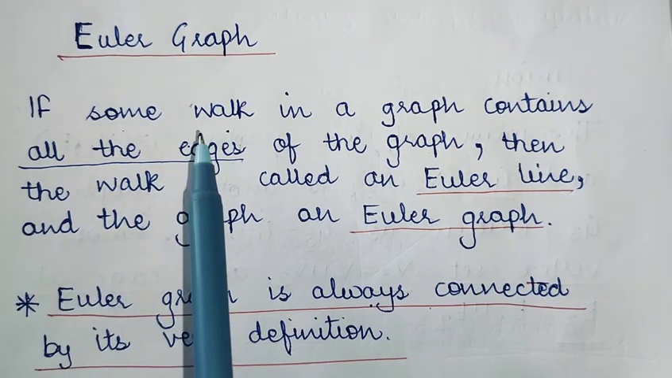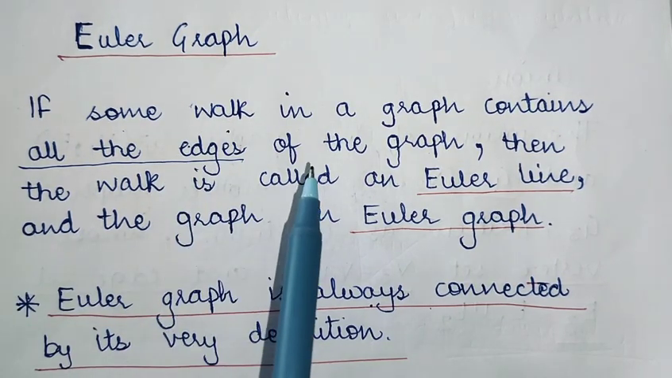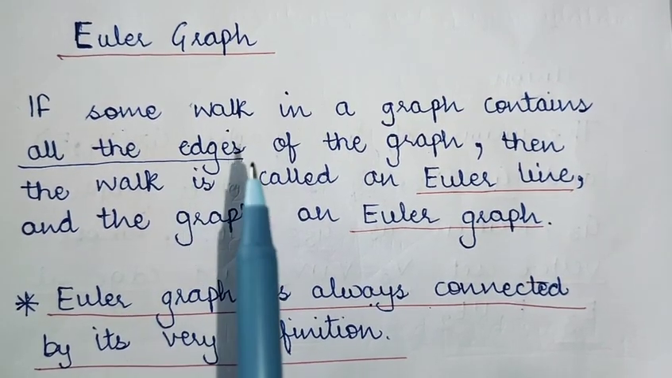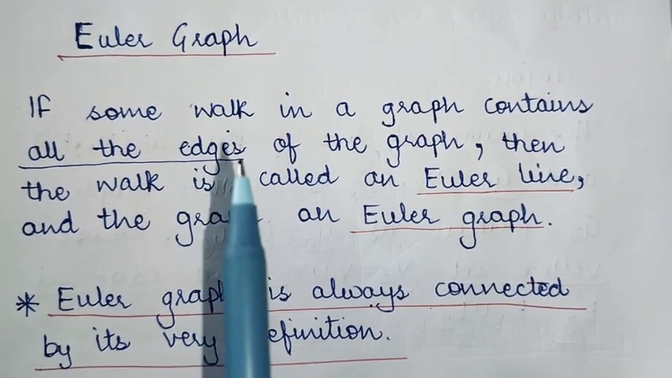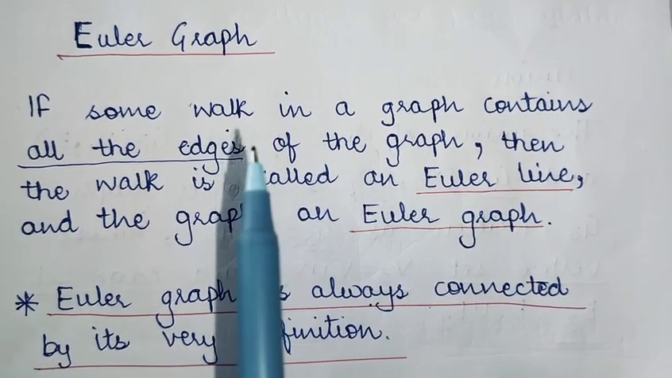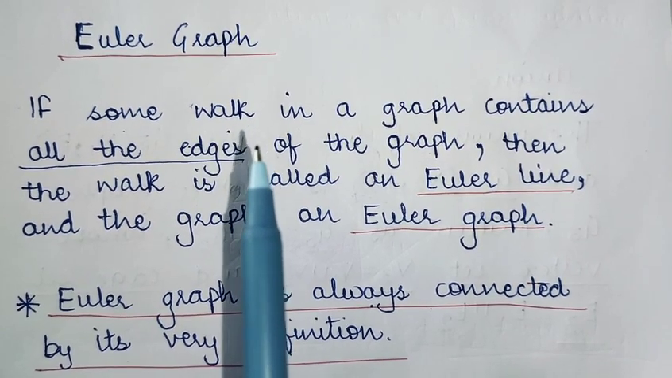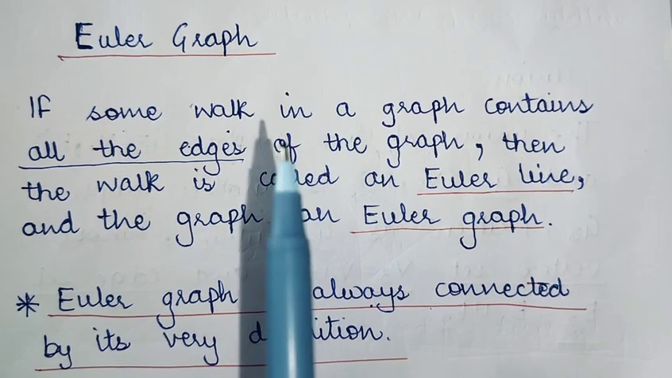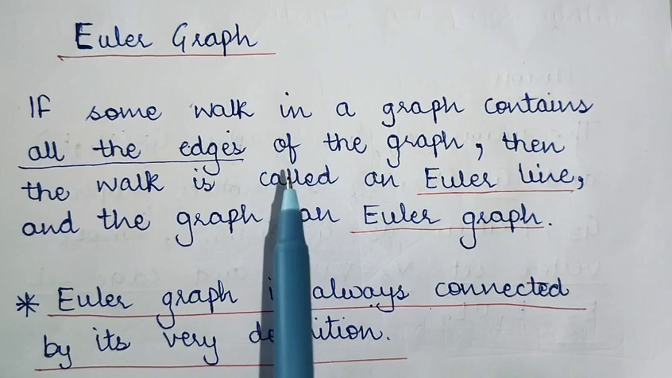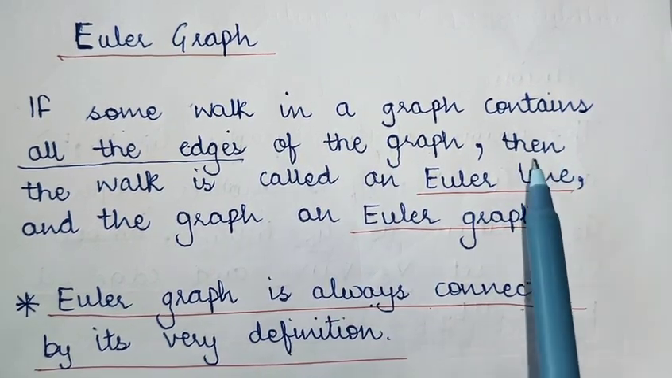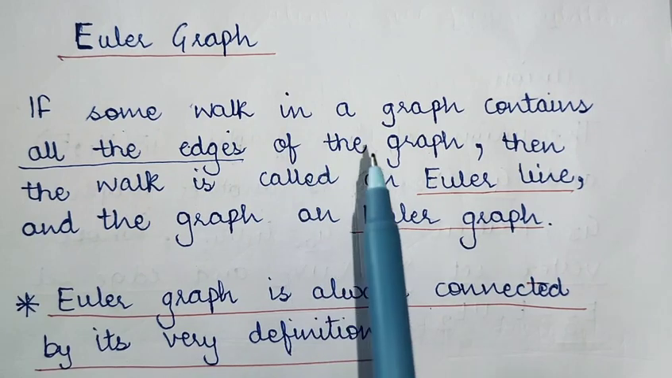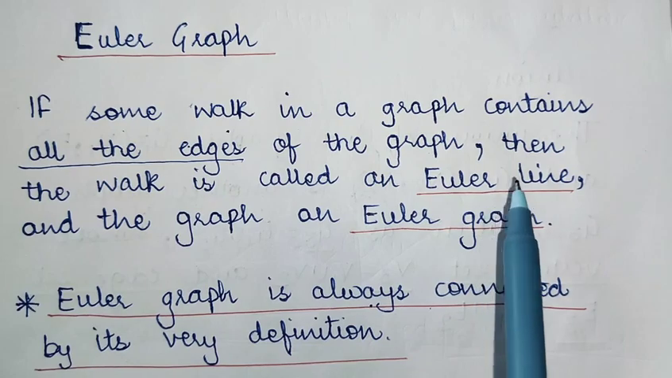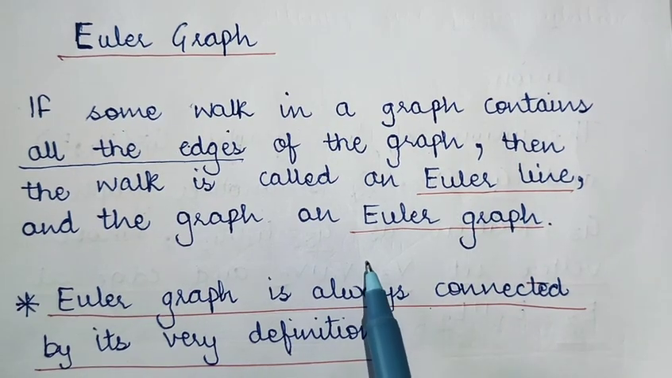So any such graph which has a walk which includes all the edges of the graph, because we all know that in a walk there is no such condition that the walk will have all the edges of the graph. A walk may have just a few vertices or edges of the graph. It is not compulsory for any walk to contain all the vertices and all the edges of a graph. But a walk which contains all the edges of the graph is called an Euler line, and then any such graph which contains an Euler line is called an Euler graph.